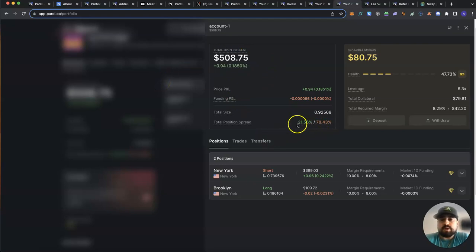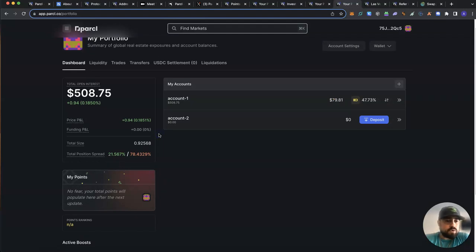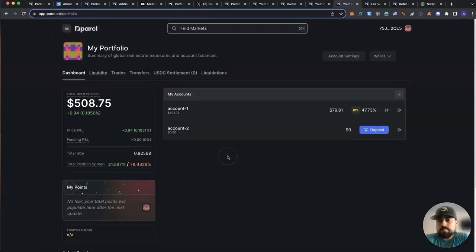So you can see my spread. This is supposed to be 50-50. The spread right now is 78.21, so I would have to add to that to make it a more neutral position. But you get the idea.